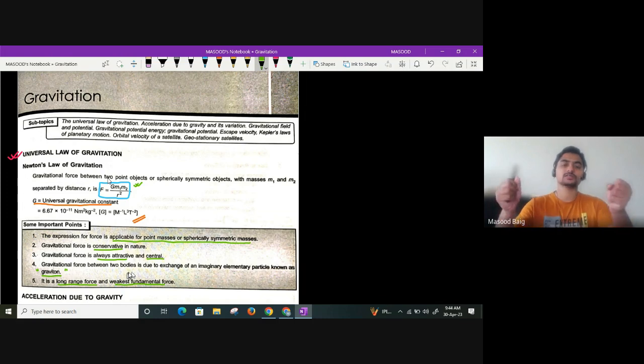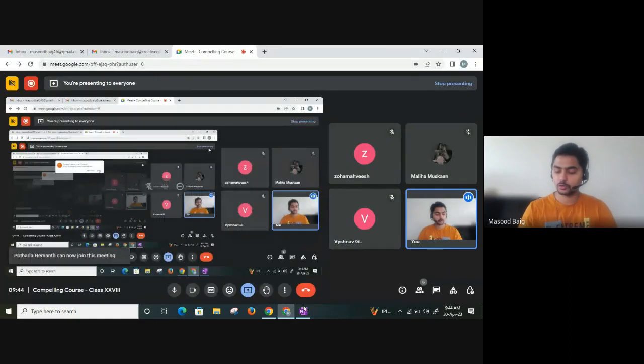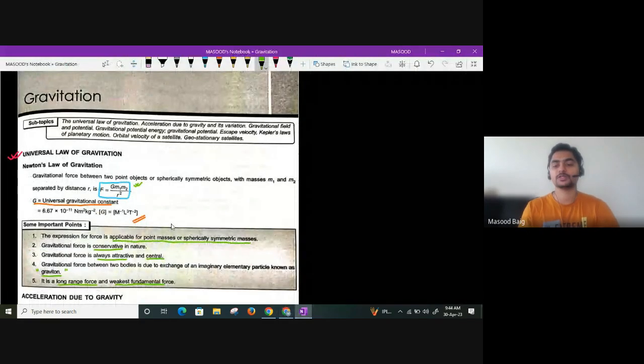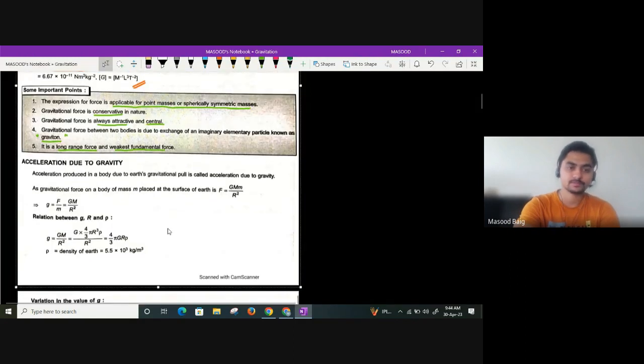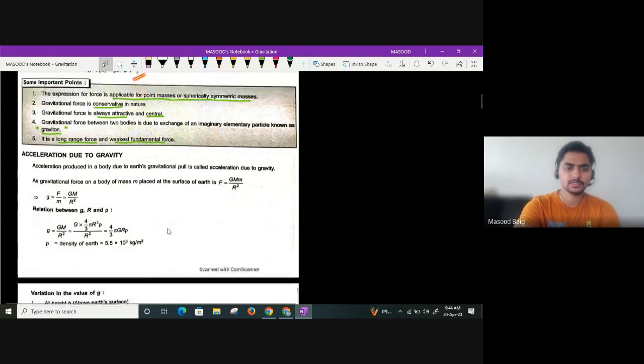If you take two masses and place them in air, and then take the same masses and place them in water or some other liquid, the gravitational force between the masses will not get affected by the medium present in the space between the masses. Again, that is the expression for gravitational force.